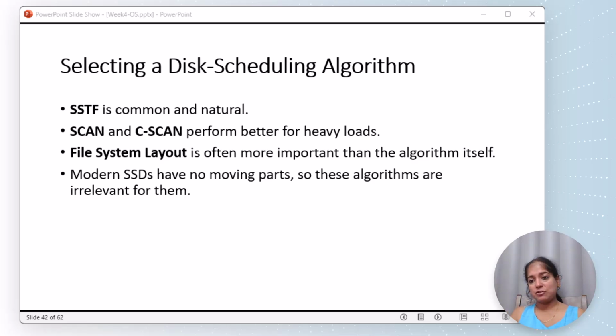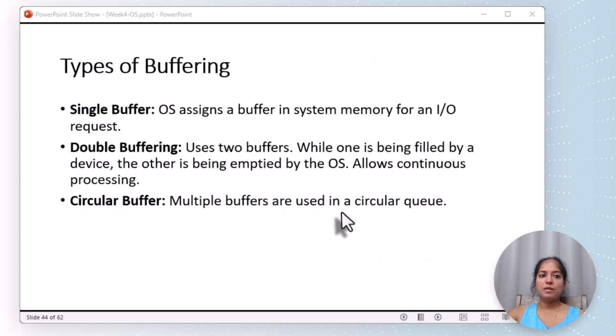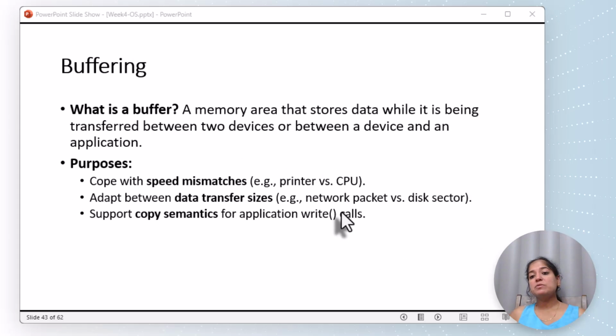Modern SSDs actually do not need such kind of algorithms because there are no moving parts. Okay, so these algorithms are not relevant to modern day systems. The next concept is buffering.